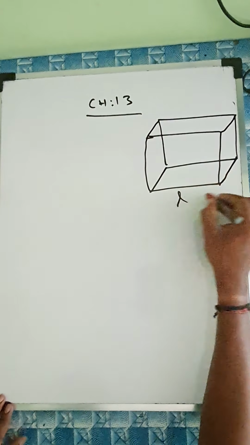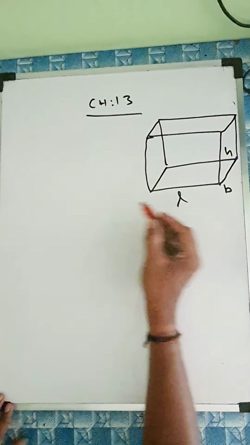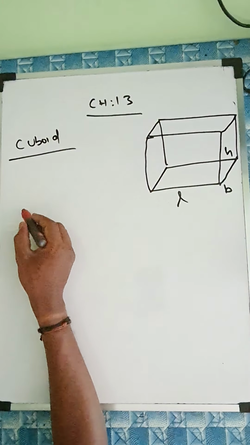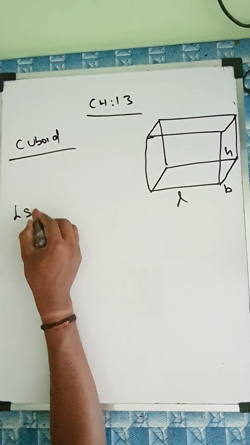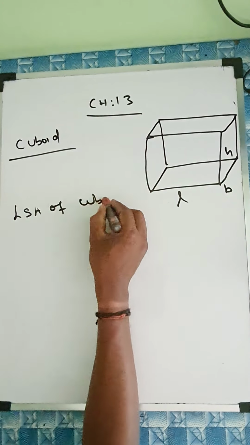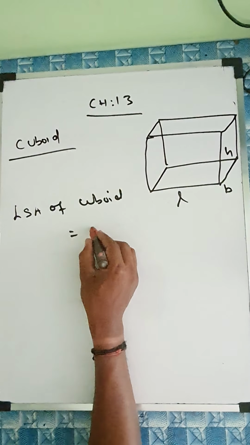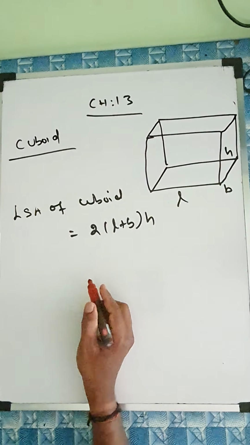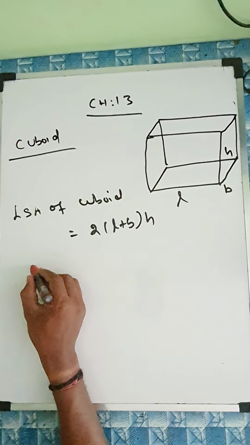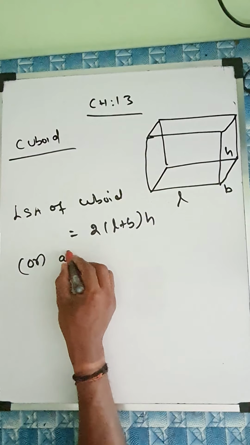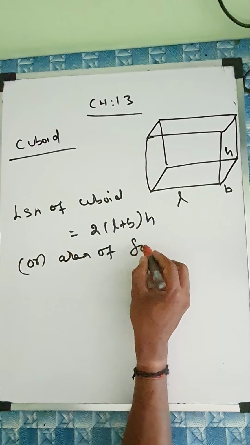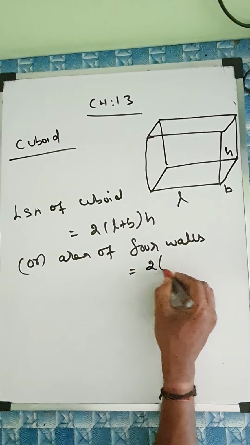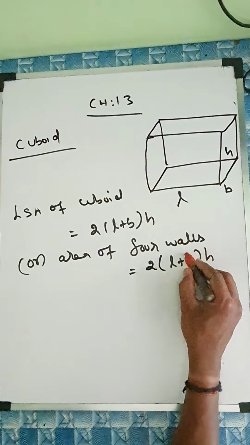So this is length, breadth and height. This is a cuboid. The CSA or LSA of cuboid is equal to 2 bracket L plus B into H. LSA of cuboid, or you can say area of 4 walls. Also the same, 2 bracket L plus B into H, same formula only.